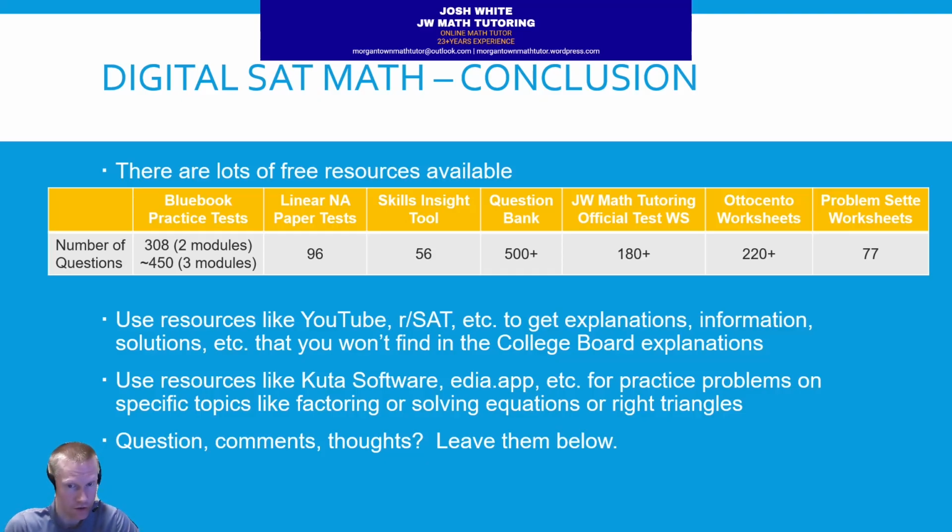As I mentioned earlier, there's 96 total unique questions among all of those. You have the Skills Insight tool, which again, it is part of the question bank as well. But if you want to count those as separate, there's 56 problems there, basically 14 problems for each domain, and there's 4 domains. Then you also have the question bank itself, which I've talked about.